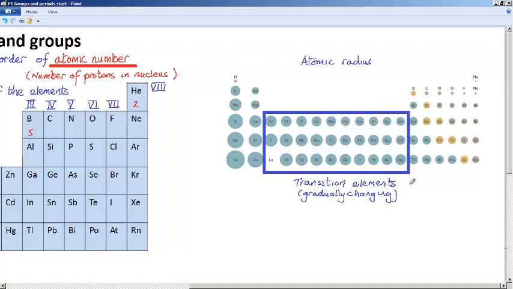For example, most of them have high melting points, quite high densities, so they have high melting points, high densities. Likewise, you can also see here within the groups that the atomic radius is clearly increasing as you move down each group. So there are patterns going across and patterns going up and down the group.